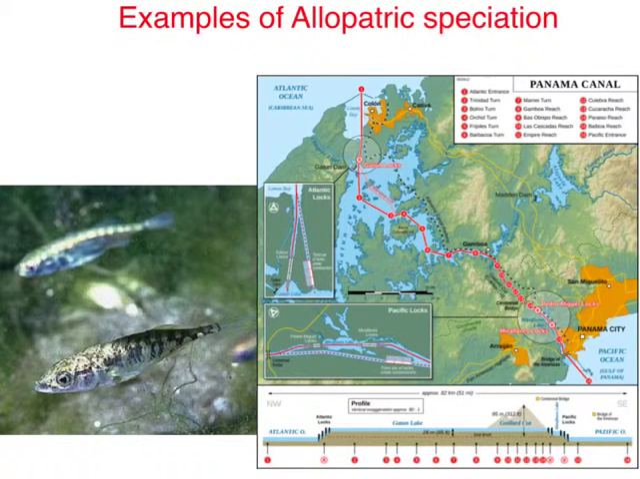Here's the Atlantic Ocean over here. Here's the Pacific Ocean. It's kind of twisted around a little bit. We would have had fish in all these areas, perhaps fish like this. Notice that some of the fish might have come in here. These fish would now be separated from these fish.